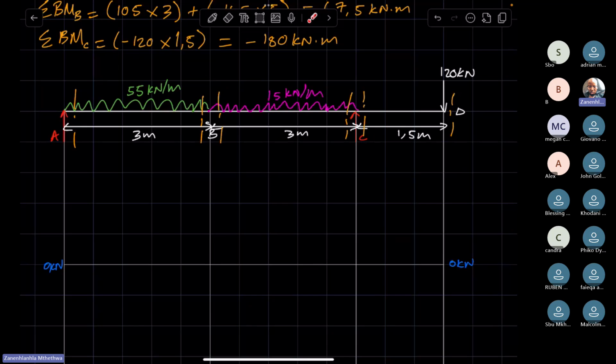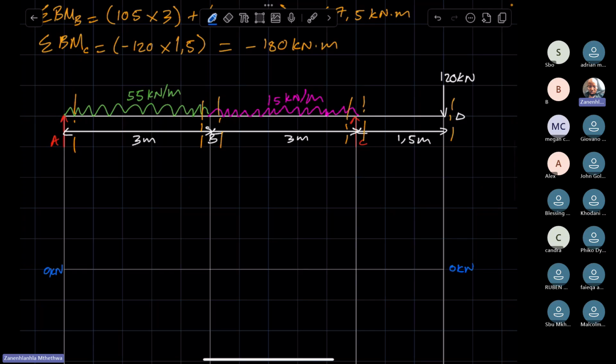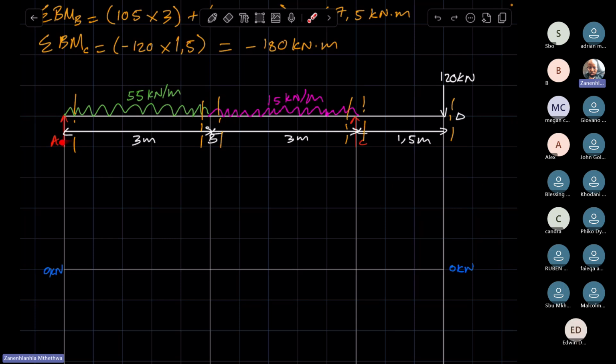Right. Once that is done, now you can draw your shear force diagram by considering forces. You are going to consider the sum of forces on the left of each of these sections. So here's your first section. You consider the sum of forces on the left of this section. As far as shear force calculations are concerned, only consider forces on the left of each of the sections, never forces on the right. Are we clear?